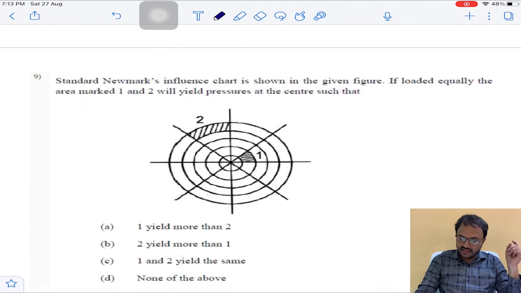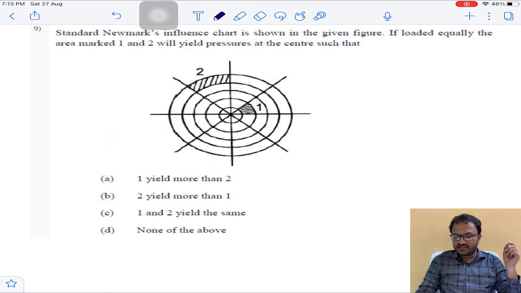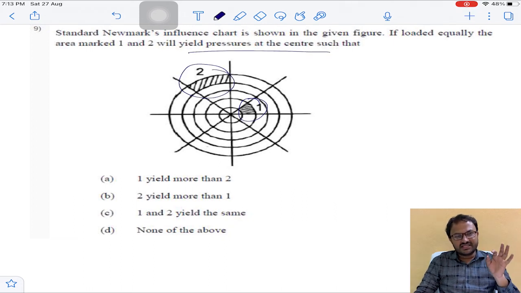Now coming to question number 9. This is the last question for the assignment. He has given the standard Newmark influence chart as shown in the figure. If loaded equally, areas 1 and 2 yield what pressure at the center? The basic principle of the Newmark chart is the Boussinesq equation. From the Boussinesq equation, Newmark developed a chart. That chart is the Newmark chart. In the Newmark chart all the areas will exert the same pressure at the center. So areas 1 and 2 yield the same intensity of vertical stress at the center. So option C for question number 9.